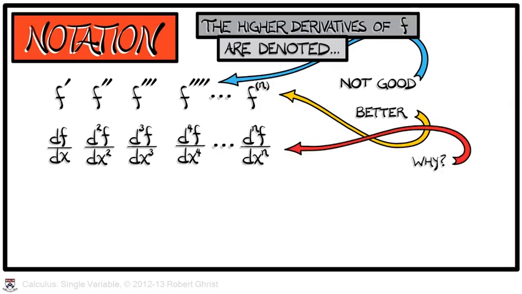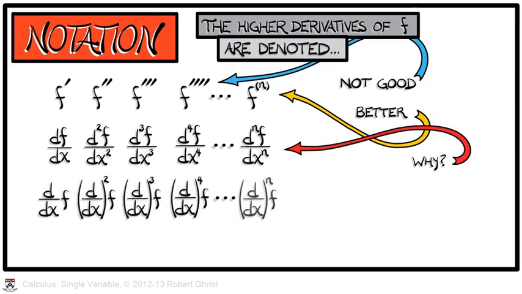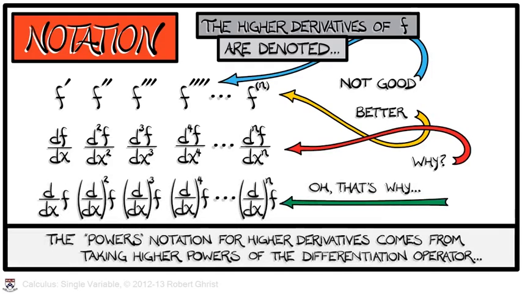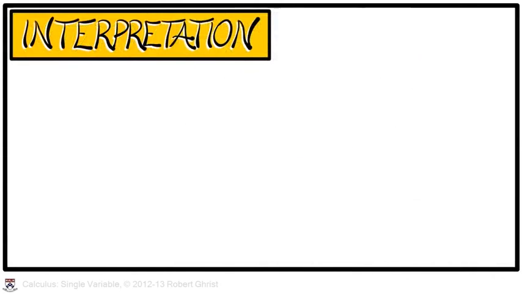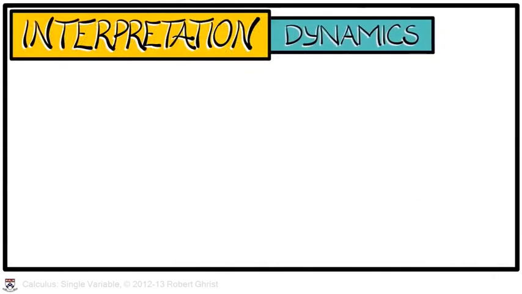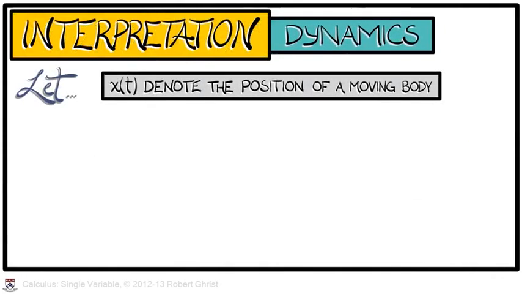But this leads to the question, why is that notation used? Why is the second derivative not df squared, dx squared? Of course, the reason is that we're taking powers of the differentiation operator, d/dx. Where are these higher derivatives to be found? How do we interpret them?